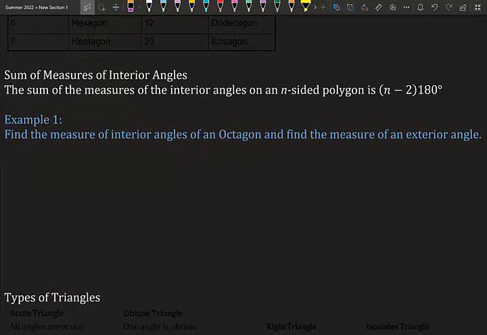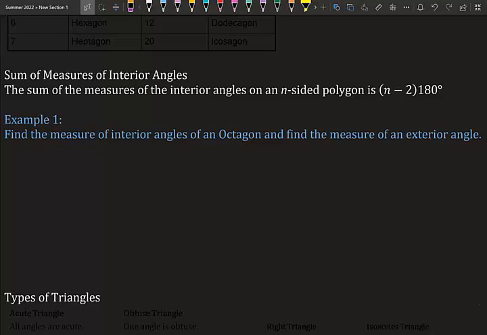Sum of measures of interior angles. The sum of the measures of the interior angles of an n-sided polygon is (n minus 2) times 180 degrees. So if we know the number of sides, we can determine the sum of all the angles on the inside. You know how a triangle's angles all equal 180 together inside? That's what we're talking about. If I give you a 7-sided shape, what do all the angles equal on the inside?